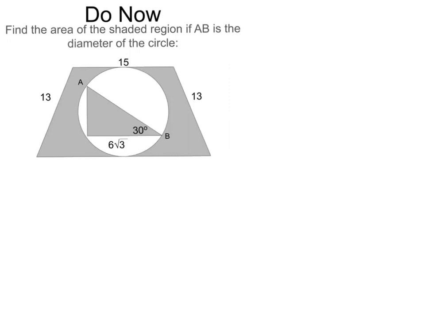So as you can see, basically what we're going to want to do here is find the area of the trapezoid first, subtract out the area of the circle, but then add in the area of the triangle that's inside the circle. Luckily, they told us AB is the diameter, and that's actually super useful, especially if you look at this triangle.